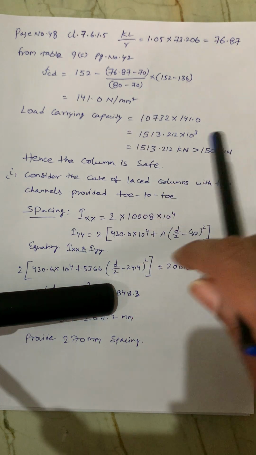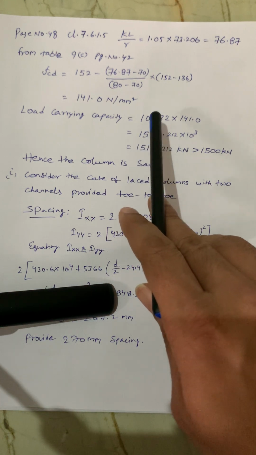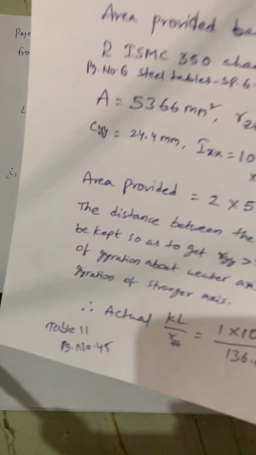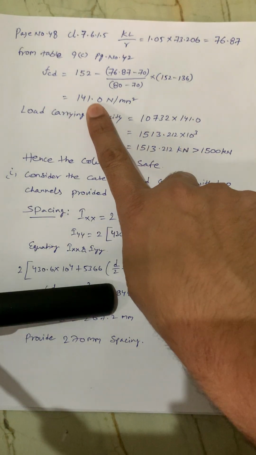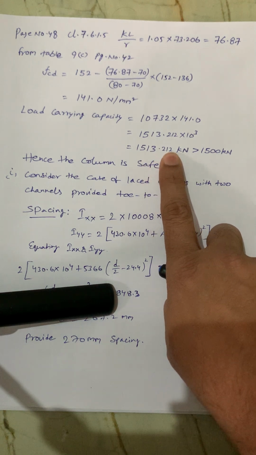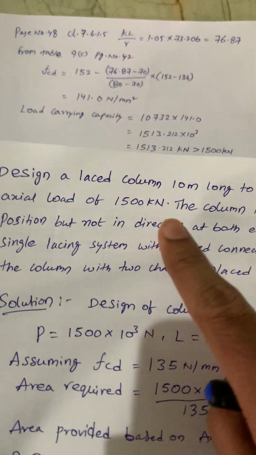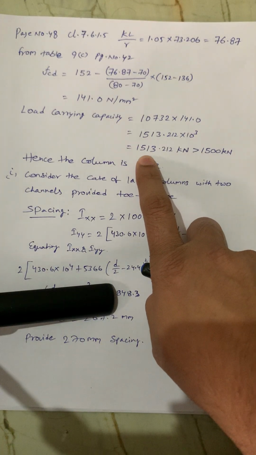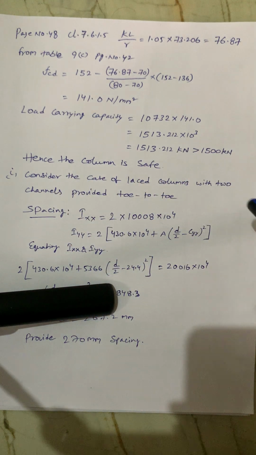Next we have to find the load carrying capacity of this column. That is 10,732 into 141.0. Here 10,732 is the area which we provided, and this is the FCD value, the design compressive stress. So I got 1513.212 kilonewtons, which is greater than 1500 kilonewtons. The load acting on the column is 1500, but the load carrying capacity is more than that 1500. So our column is safe. The section which we chose is safe.